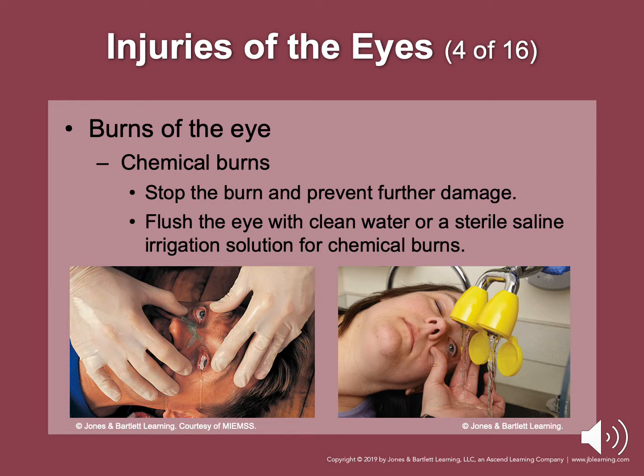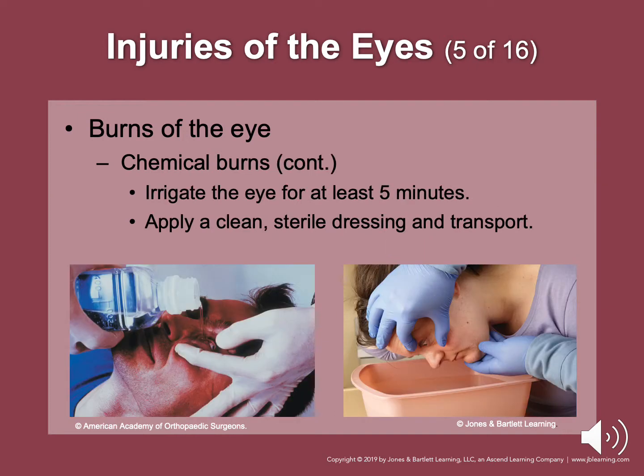If the burn was caused by an alkaline or a strong acid, irrigate the eye continuously for 20 minutes. After completing the irrigation, apply a clean, dry dressing to cover the eye and transport. If irrigation can be carried out in an ambulance, it should be done during transport. So these are chemical burns to the eye.